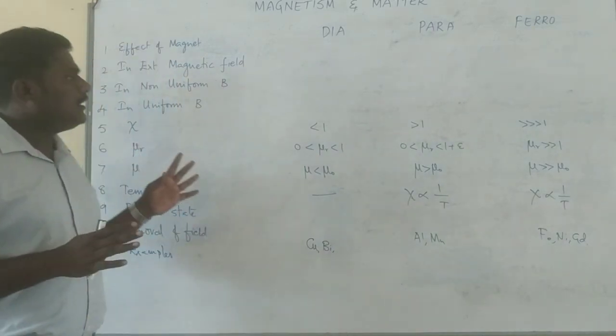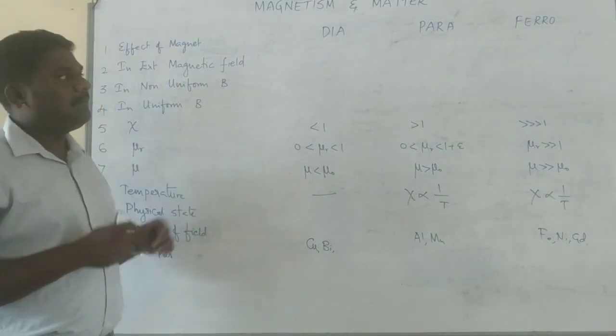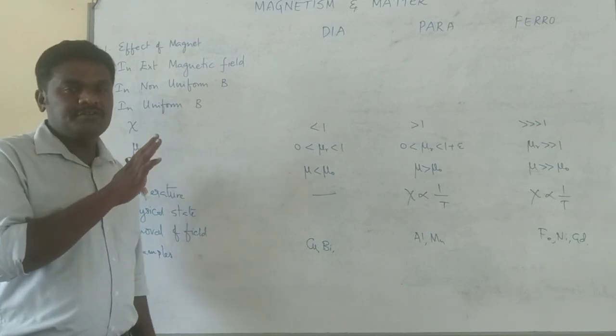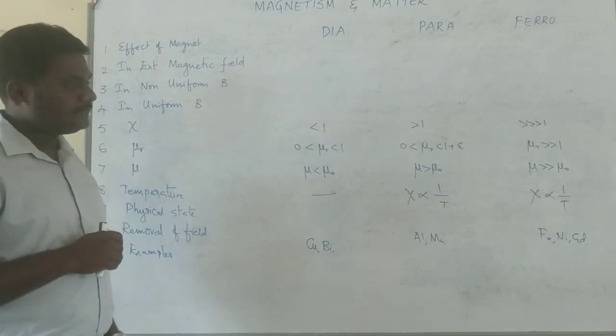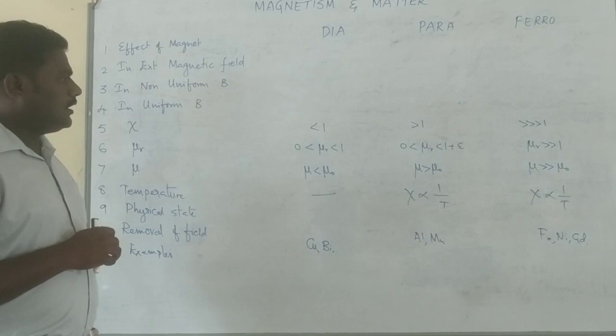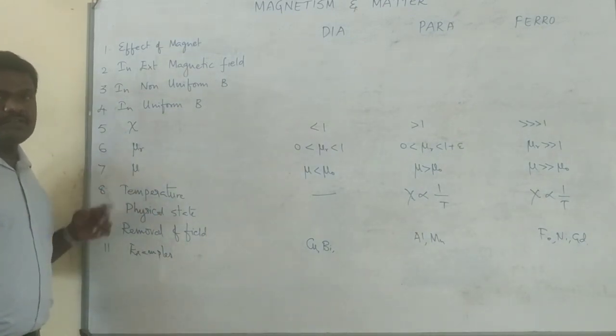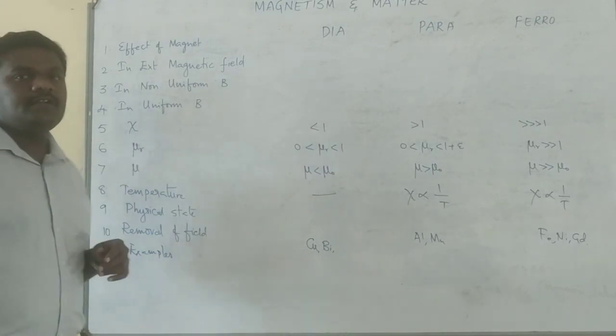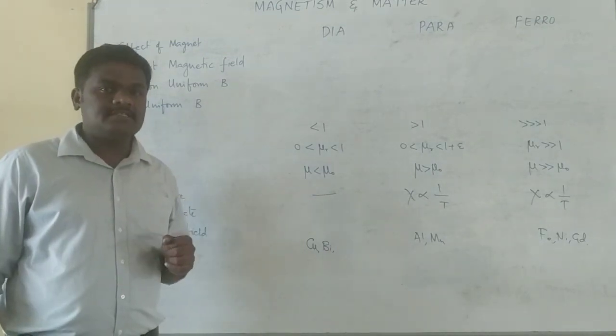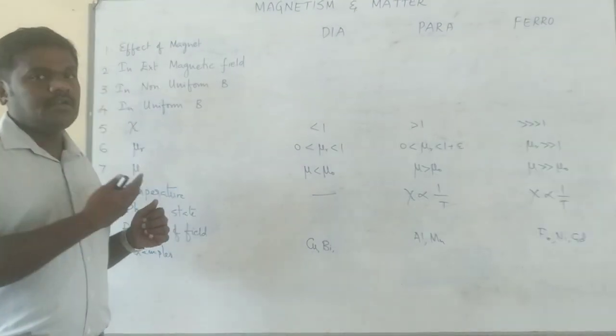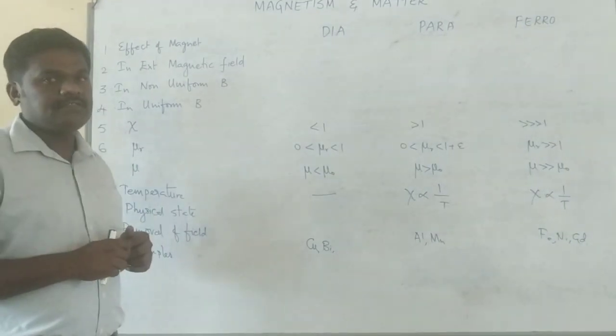Hope you understood the differences between dia, para and ferro. These differences are very important from the exam point of view. In this, I have left out two features of the differences that are discussed after the completion of the concept called hysteresis, because without that concept you are unable to understand these differences.